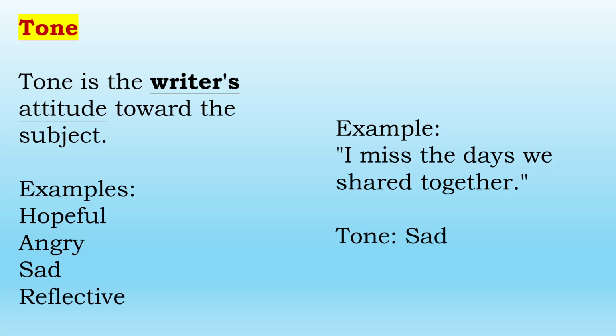Another aspect discussed is tone. When we speak of the tone, we talk of the writer's attitude. What does this mean? So when we talk about the attitude of the writer, we are looking at how he views it. Is he hopeful? Is he angry, sad, reflective? Example: "I miss the days we shared together." So it lets you know the attitude of the writer is sad.